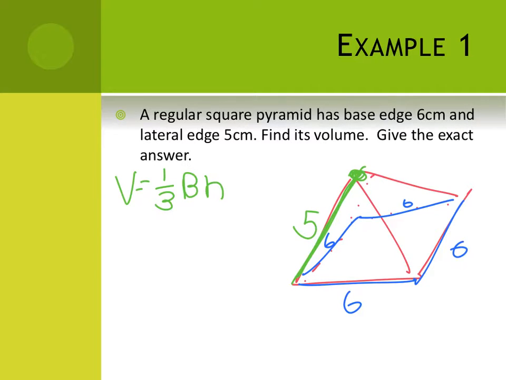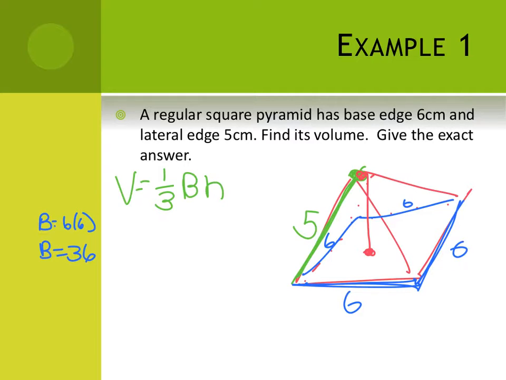So I have to find the base area, which is the easy part, right? This is 6 times 6. Where'd you get the 180? The lateral edge is not the same thing as the height. Where's the height go? From the vertex down to the center.